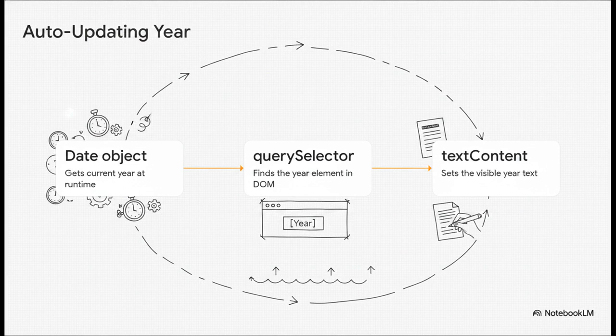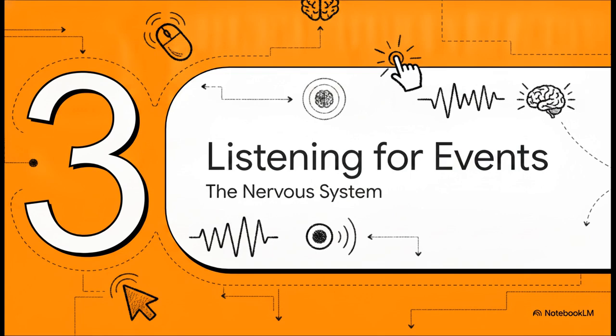Step 2, we use querySelector to find our specific copyright span in the DOM. Step 3, we use textContent to inject the current year. Boom. Your site will never look out of date again, and JavaScript just does this quietly every single time the page loads. Moving on to section 3, listening for user events, the nervous system.